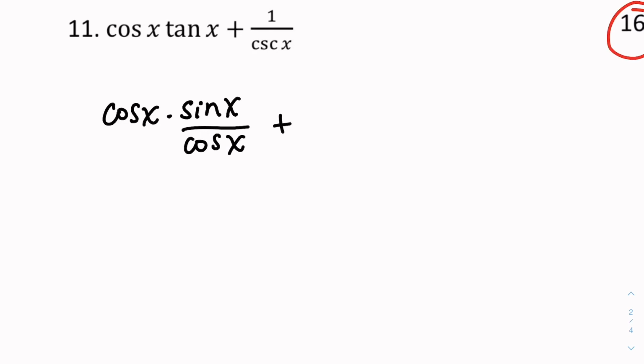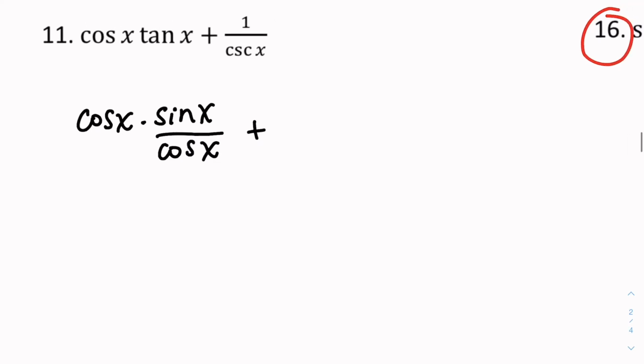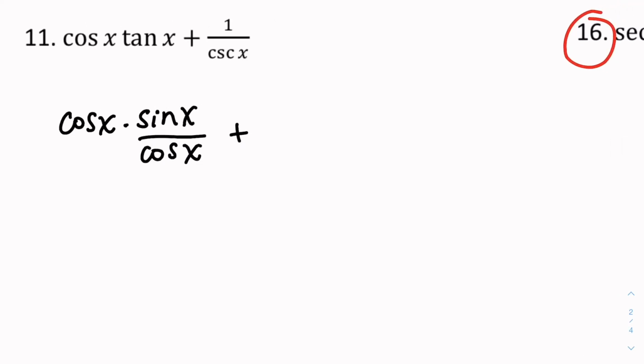Plus, now we'll deal with this. So there's 2 ways we can do this. There is an easy way and a hard way. First, I'm going to show you the hard way, just because I want you to never do this again. So I know cosecant is the reciprocal of sine, so I can write it like that.